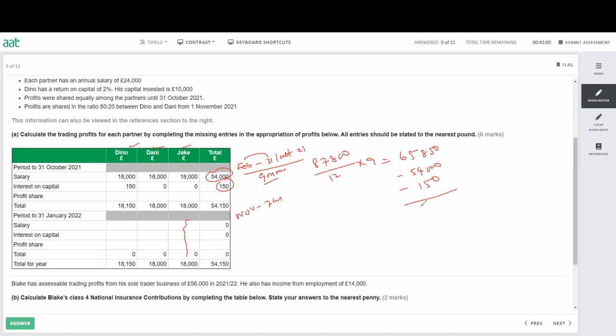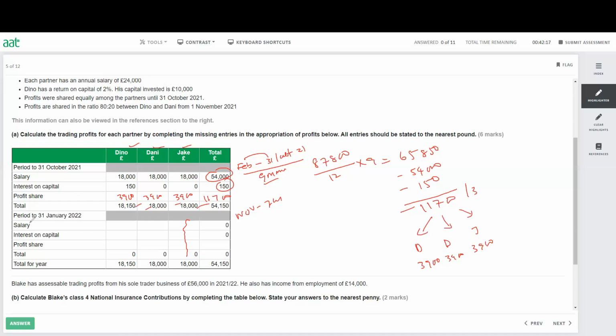So you have a remaining profit of 11,700. And this 11,700 you have to split between all these partners equally. That is Dino, Danny, and Jake. So divide by 3, it was equal before. So it will be 3,900, 3,900 and 3,900, and the total left profit is 11,700. And this figure will be changed after.